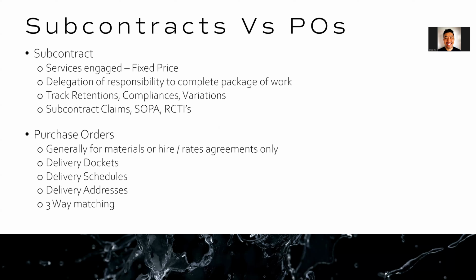For purchase orders in Premiere, it does not have the portal feature. But it does have the ability to generate delivery dockets and delivery schedules. You can have a delivery address. So it's generally for materials and for hire rate agreements, and not so much for the subbie to log on somewhere and claim those things. So it's really important to differentiate the different behaviors attached to the different kinds of documents in Premiere. And again, we'll go through the software and you'll see the differences there.